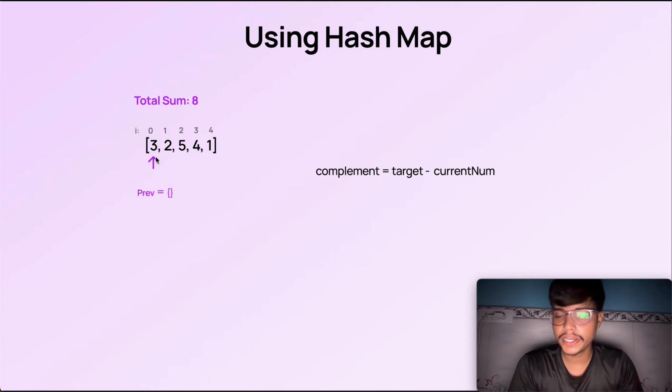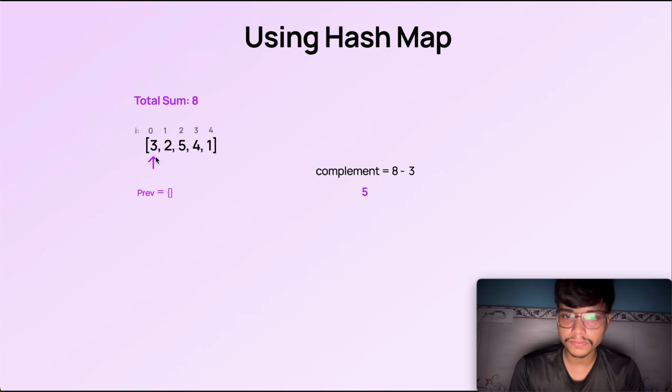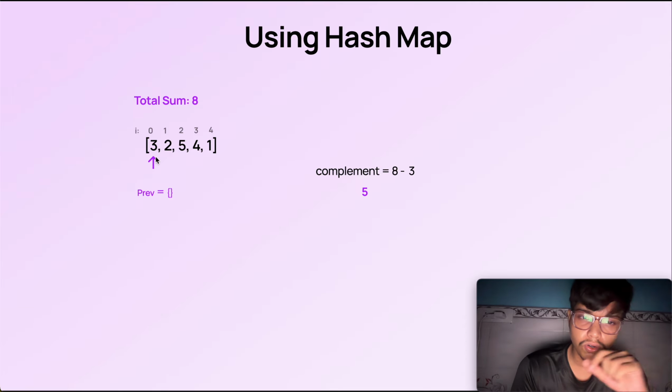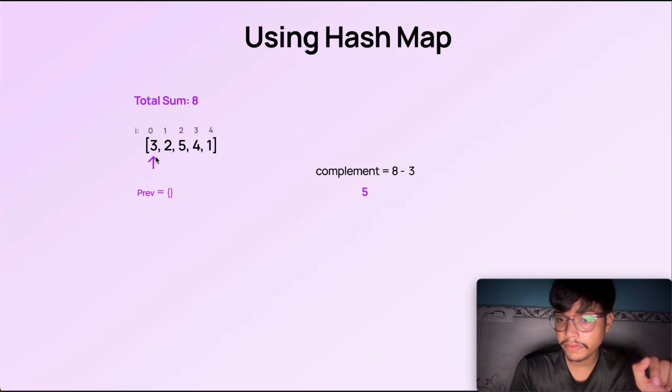So let's say we are iterating our array, and we are at the first element. The current number is 3. So what will be the complement value? 8 was our target sum, and 3 is our current number, so the complement will be 5. That means we need to check if 5 is in this array. Do we really need to check in the array, or in the previous elements?